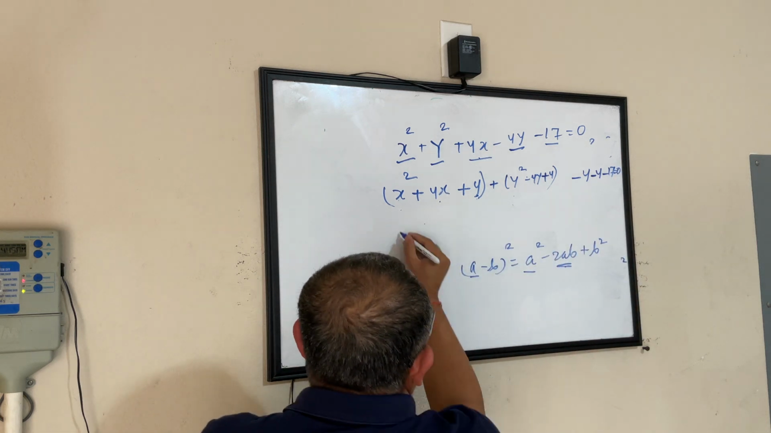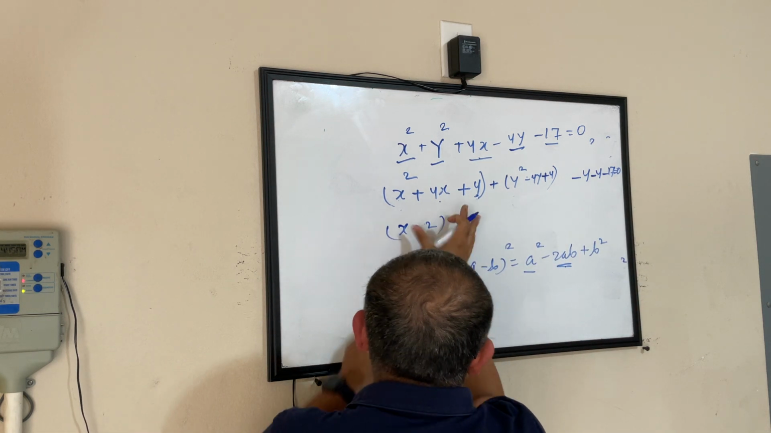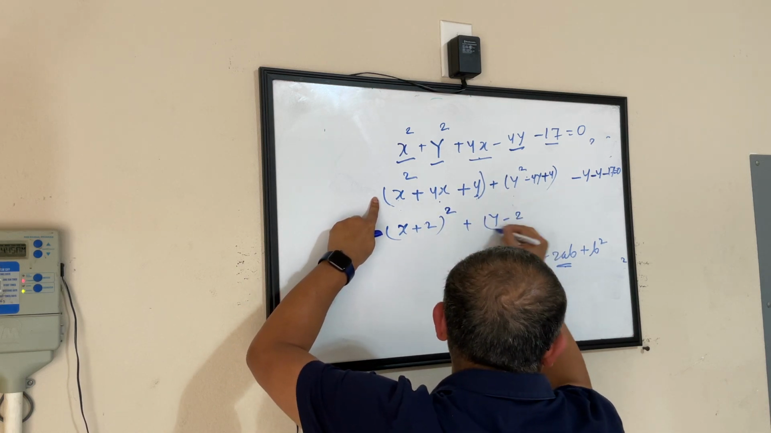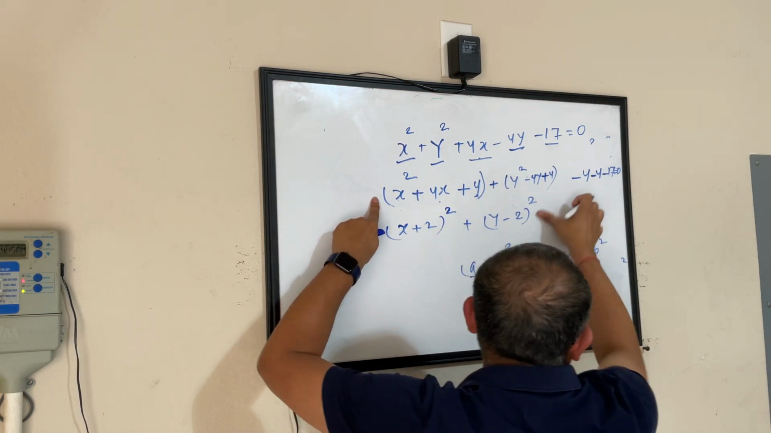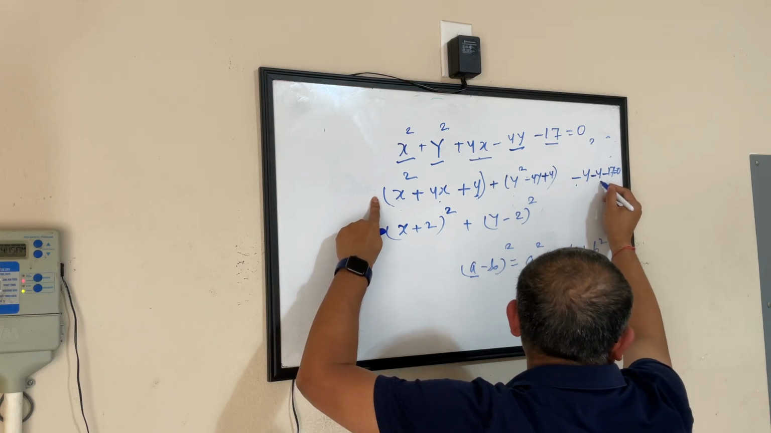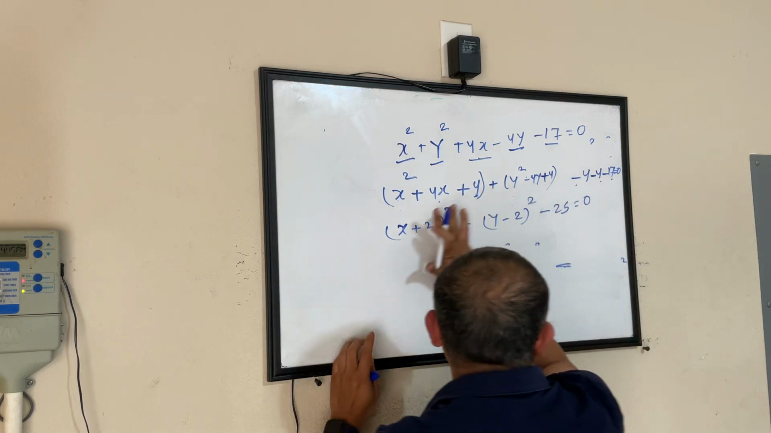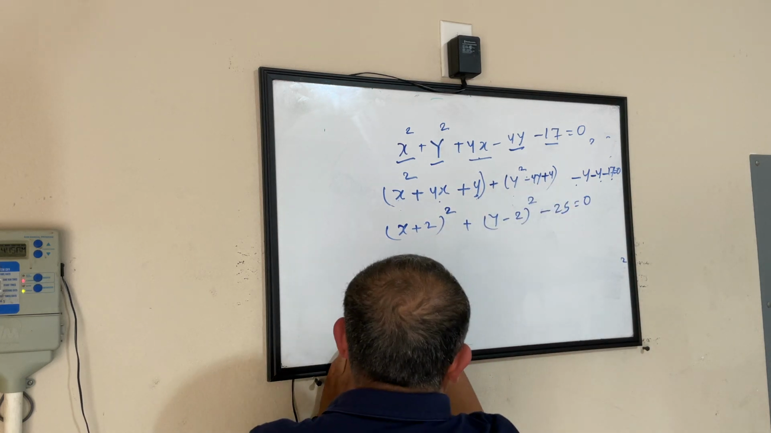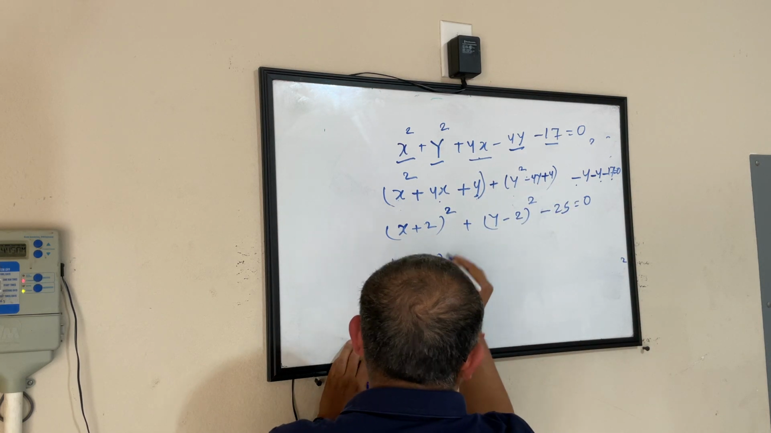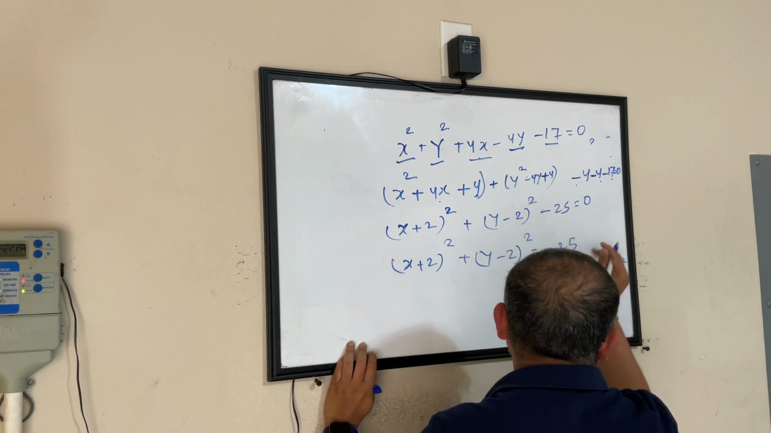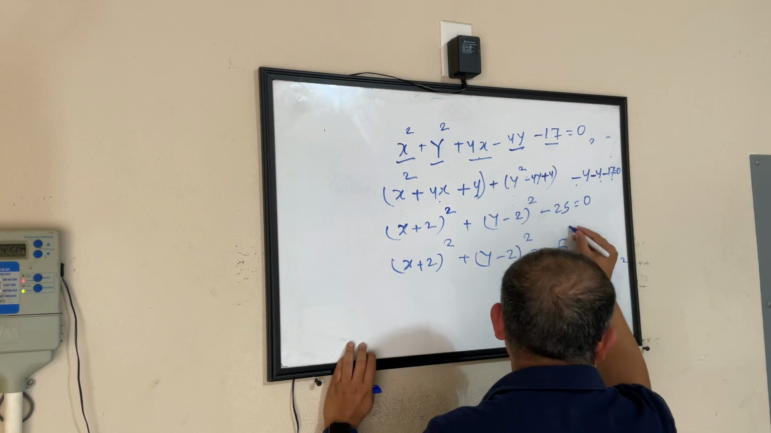What did we get here? (x plus 2) whole square plus (y minus 2) whole square equal to, minus 4 minus 4 minus 8, minus 17, minus 25, equal to 0. Now look at this: (x plus 2) whole square plus (y minus 2) whole square equal to 25, which is nothing but 5 square.